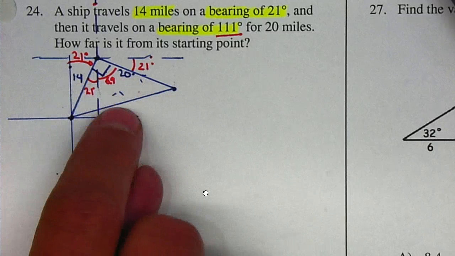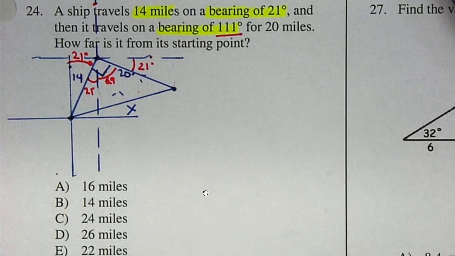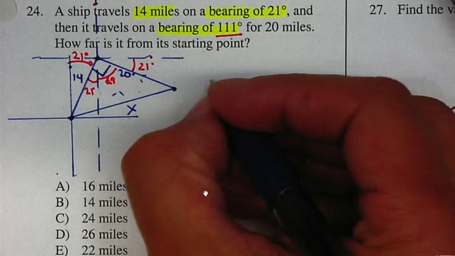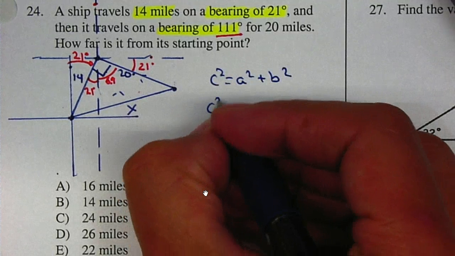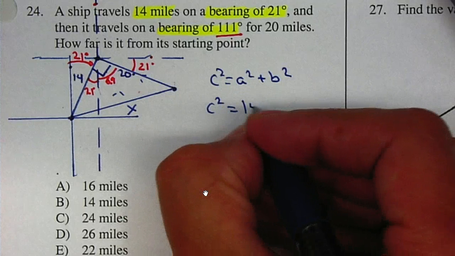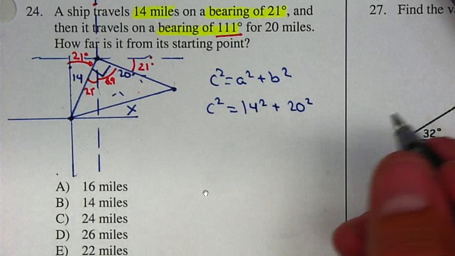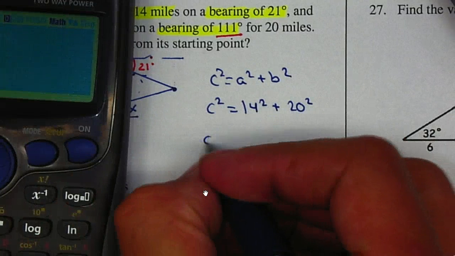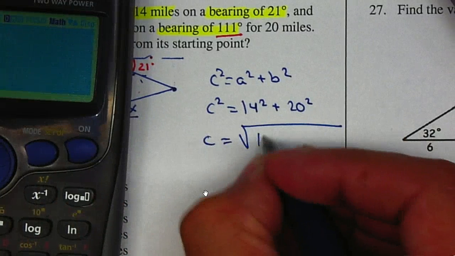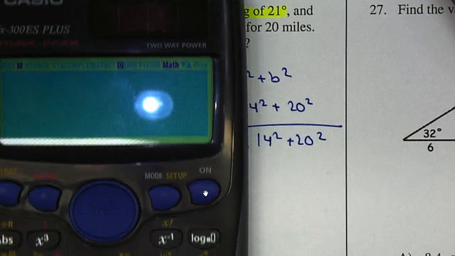Therefore we can use the Pythagorean theorem to calculate the missing length, which we'll call x, or c in this case. So c squared is equal to a squared plus b squared. C is what we're looking for. A will be 14 squared plus b will be 20 squared. Now remember, in this case you're going to be able to use a calculator. I prefer to just type in everything at once. So I'm going to take the square root on both sides. So c is equal to the square root of 14 squared plus 20 squared. And that way you have fewer mistakes.